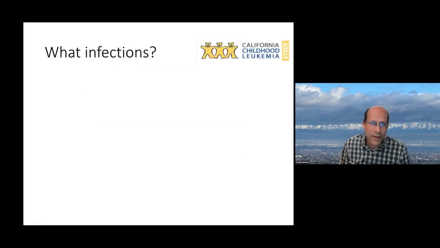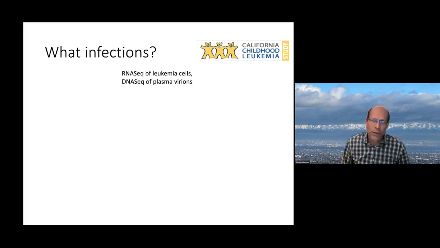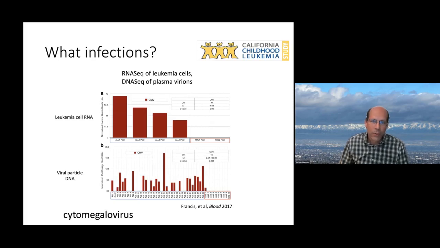So childhood leukemia is a disease of the immune system, so it's not a surprise that infections should be involved. But it's long been a question, what infections? What we've done with childhood diagnostic leukemia samples is RNA-seq of the leukemia cells, and also DNA sequencing of plasma virions in children with leukemia to try and discover if there are any specific infections involved. We compared lymphocytic leukemias to myeloid leukemias and found that one virus in particular was present in the lymphocytic leukemias and almost completely absent in myeloid, and that's cytomegalovirus.